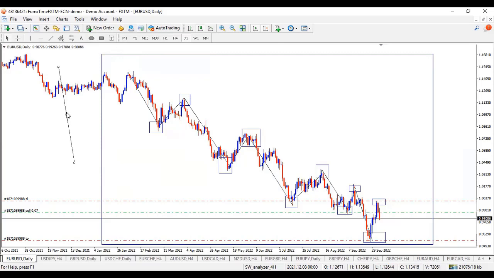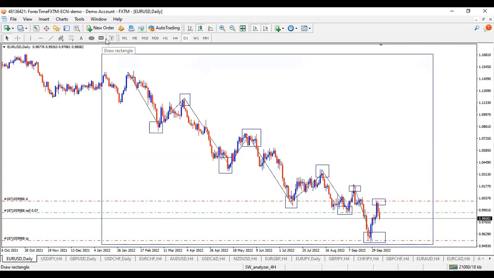So if you need to delete it, just double click on it and then these small squares will come on, right click and you can delete it. Still, if you need to adjust it, just double click on it. These small squares will come and then you can adjust it to your preference.